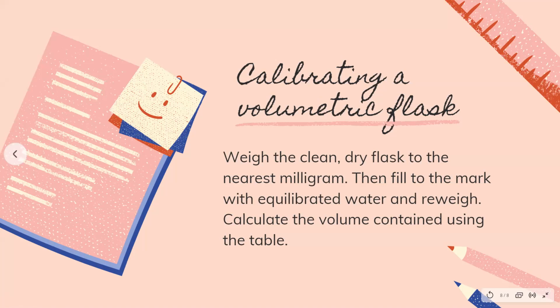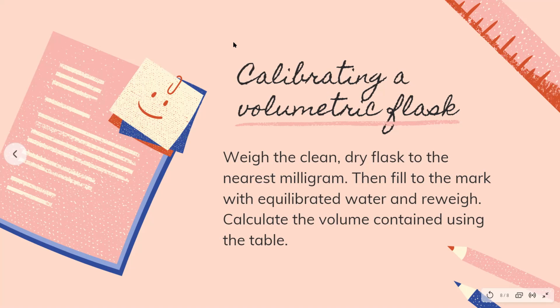Now for the calibration of the volumetric flask, it's the same thing. You have to weigh a clean dry flask to the nearest milligram. Then you fill the volumetric flask until the graduation. Of course, there is only one graduation on a volumetric flask. Then after filling it with water, you weigh it again.